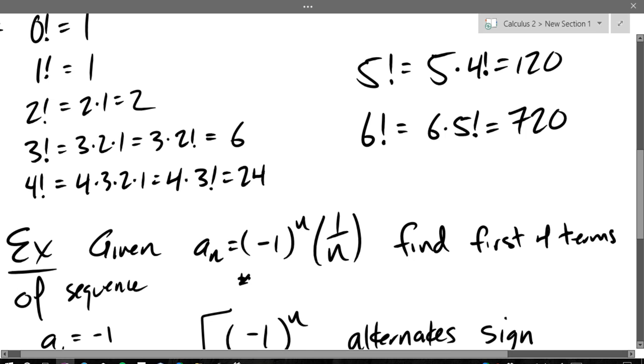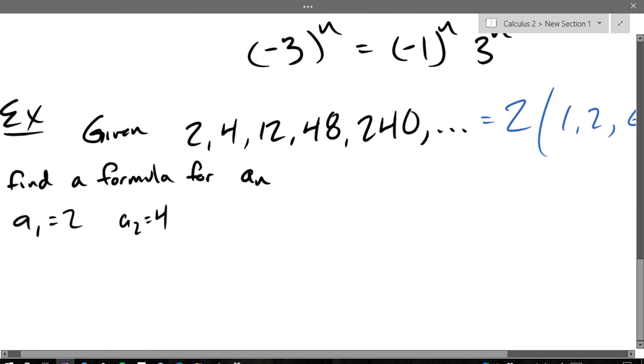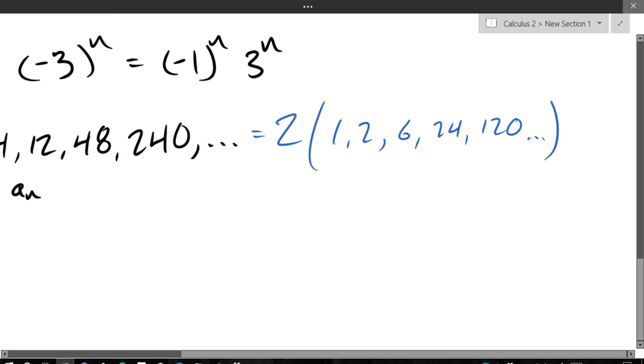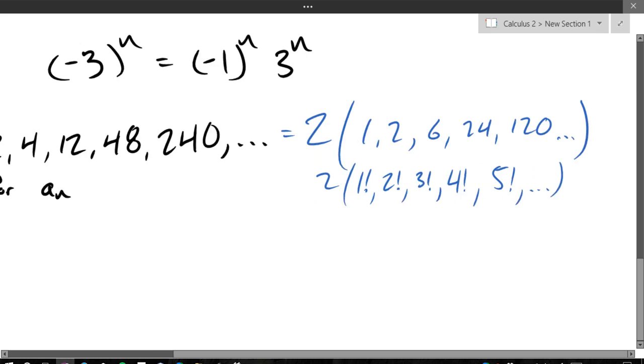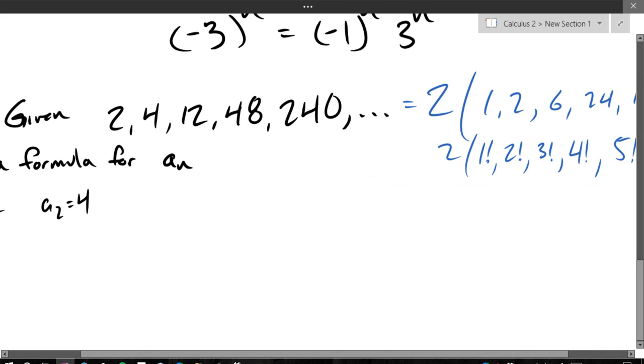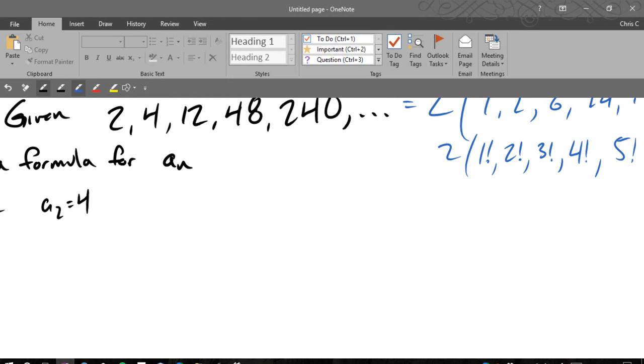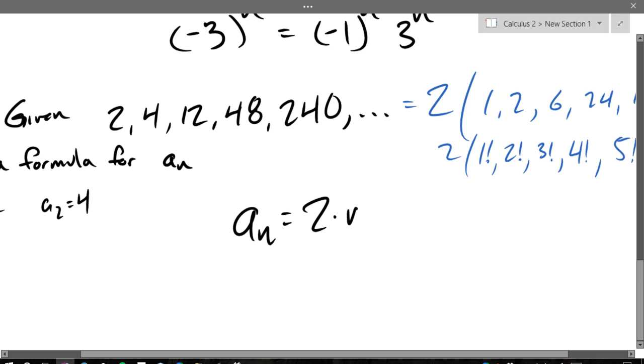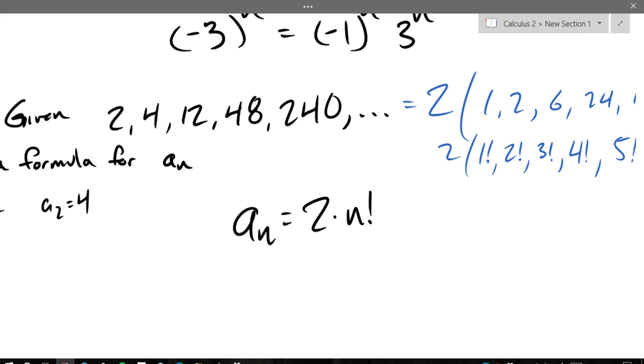Not easy to see. So I could rewrite it. This goes 1 factorial, 2 factorial, 3 factorial, 4 factorial, 5 factorial, et cetera, times two. 48 turned into 24. So it's not easy to see the factorial pattern in the original, but once we factored out the 2, the factorial pattern is a little more obvious. So we're going to go with a_n is going to be 2 times n factorial. So it's basically a double factorial. Well, I shouldn't say that. 2 times the factorial.